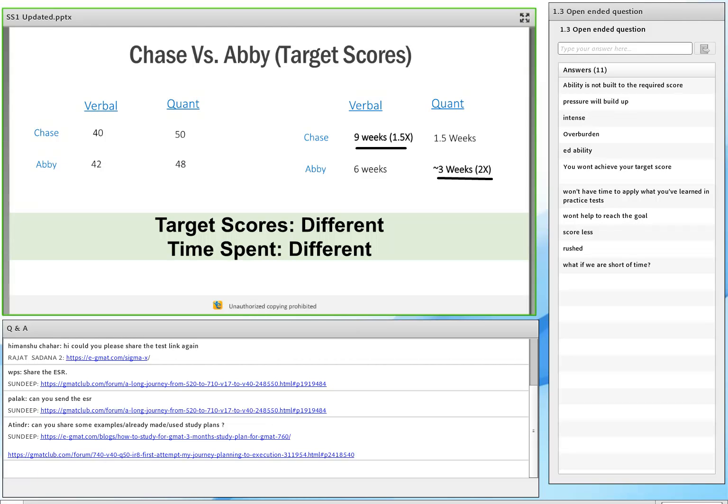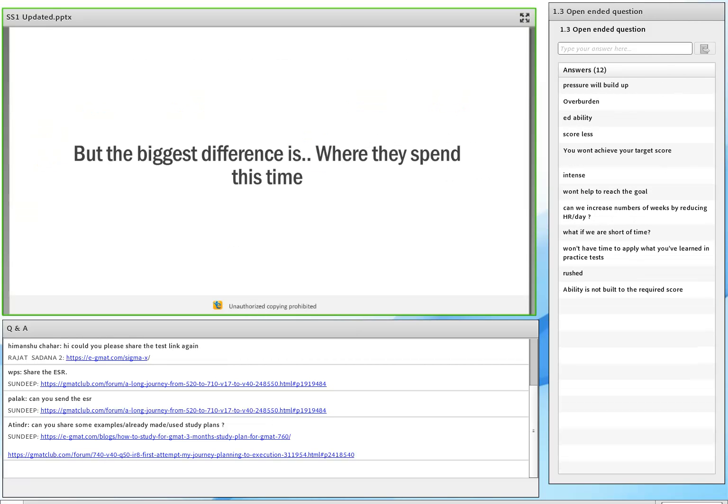Okay. So if you're short on time, reschedule the test, especially in the current times when rescheduling the test is free of charge. You guys are living in some really good times right now with regards to the GMAT, where you can take the GMAT at your home, you can take the GMAT in the test center now. There's no rescheduling fee and so on and so forth. But that's not the biggest difference. That timing piece is not the biggest difference. The biggest difference is where do they spend this time?